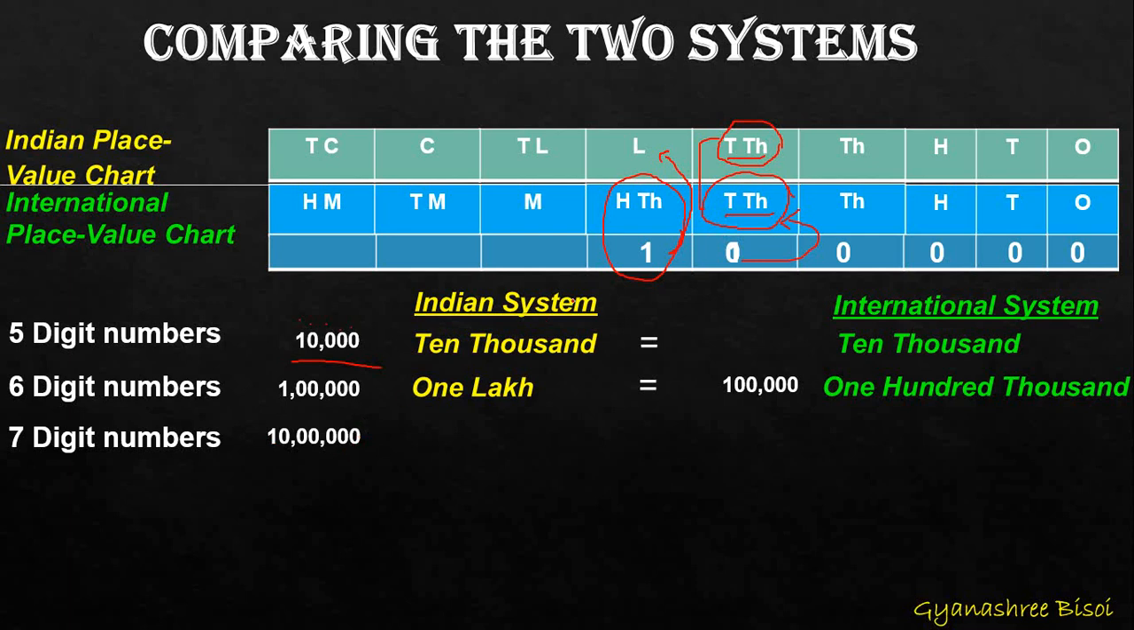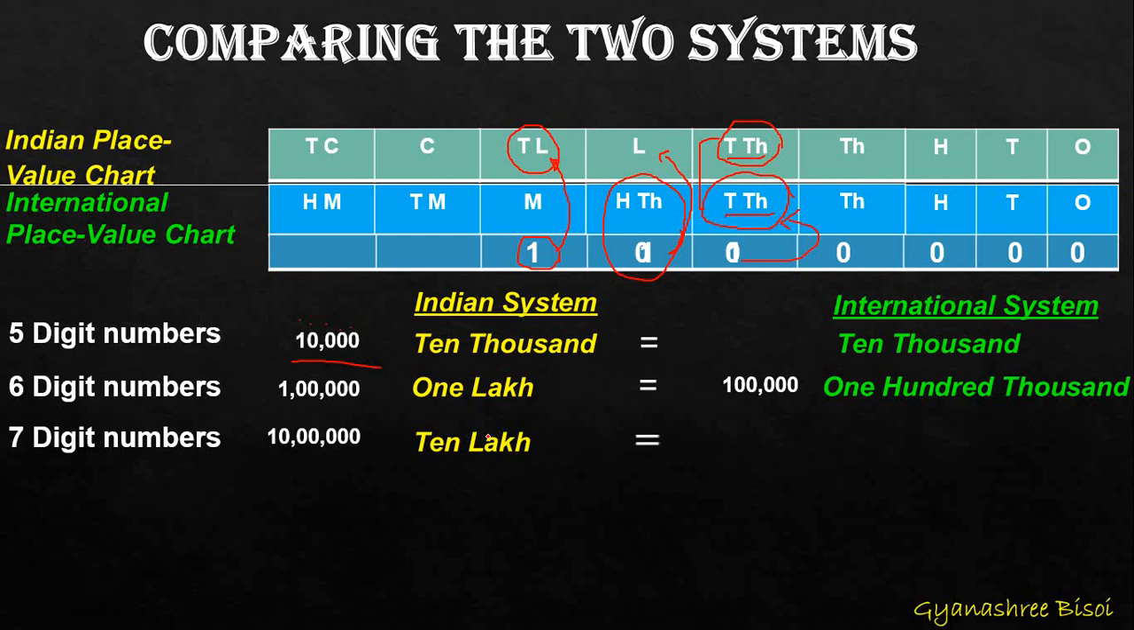Let me place it in the chart. 7 digits. Okay. 1, 2, 3, 4, 5, 6 zeros. Then 1. So 1 is at which place? According to the Indian place value chart, that is at 10 lakhs place. Right? 10 lakhs place. Then how will you read this number according to the Indian place value chart? 1 tens are 10, 10 lakh. Okay, right? There is no confusion in this.